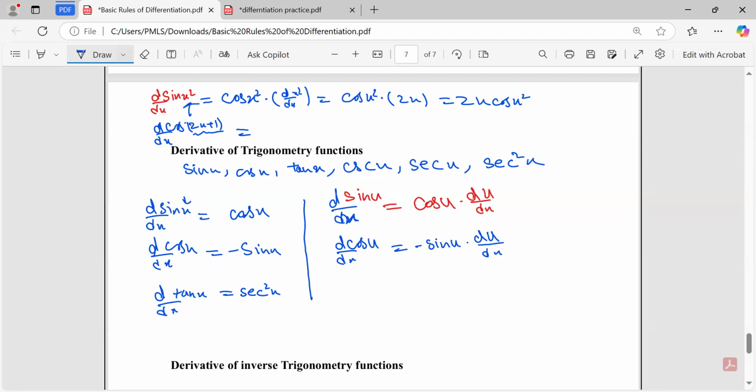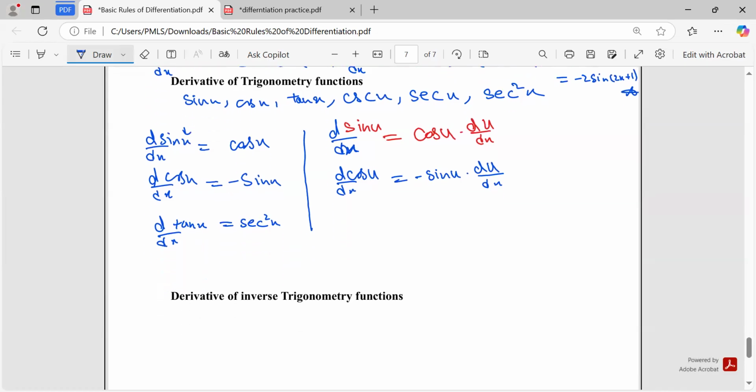So see that cos will first of all be converted into minus sine u, that is 2x plus 1, and take the derivative of 2x plus 1. So we know that in this case, this will be minus sine of 2x plus 1 times the derivative of 2x, which is 2 times 1 plus 0. So that will be equal to minus 2 sine of 2x plus 1.